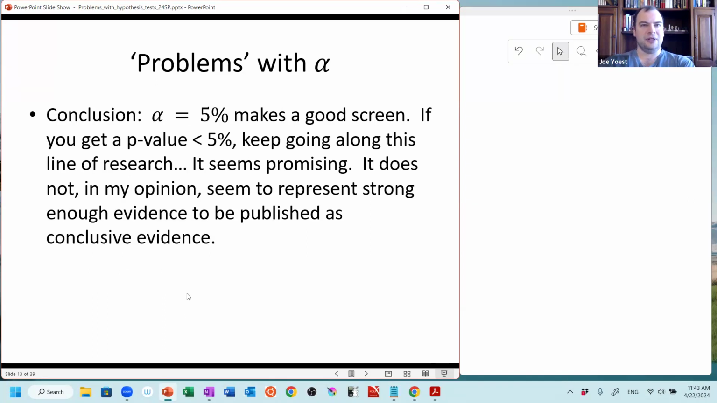So again, I would argue that an alpha of 5% makes a good screen. It says, hey, if you get a p-value less than 5%, this seems like a promising line of research. Let's follow up on it. But should we just all jump on the bandwagon if there's one paper that gets a statistically significant result? Maybe we should be a little more careful, a little more cautious.